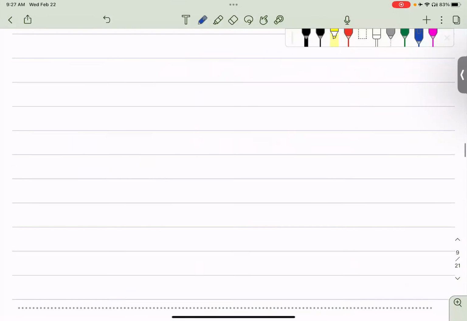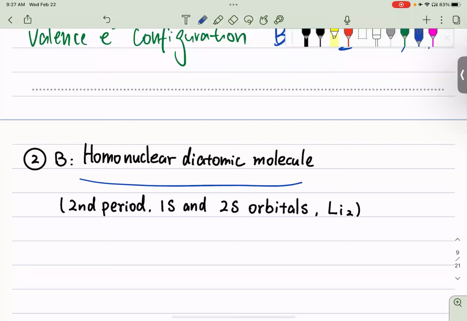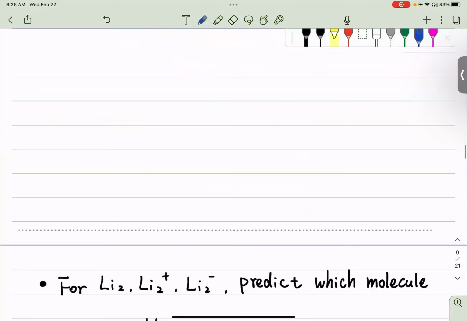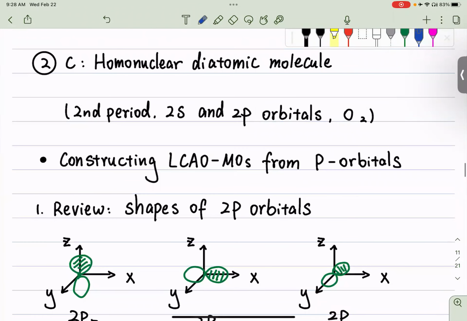I have skipped one of the problems here, which is the Li2 correlation diagram, but I did add a very detailed walkthrough in the annotated notes of lecture 16. You might want to check that out. So moving on to diatomic molecules with p atomic orbitals. Now we're moving on to the second period, with both 2s and 2p atomic orbitals being our valence atomic orbitals. I'll use oxygen, O2, here as an example.